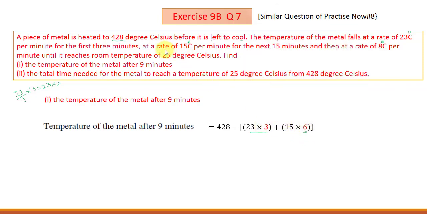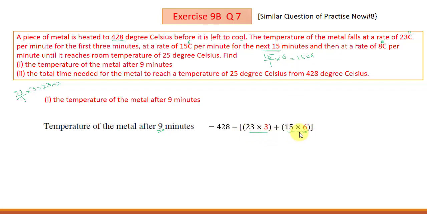And then the temperature falls at a rate of 15 degrees C per minute for the next 15 minutes. Now out of these 15 minutes, we have taken 6 minutes. And 15 per minute means 15 divided by 1. And we will multiply it by 6 because in this part we have to calculate only 9 minutes. So that will be 15 times 6. This is what we have written over here.